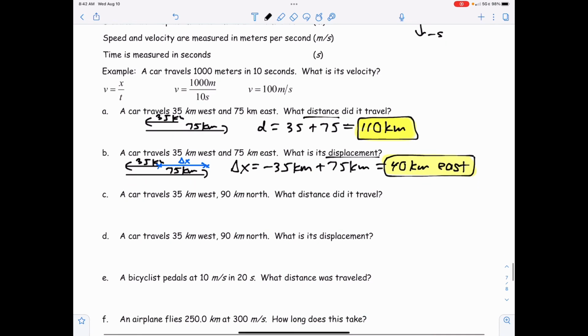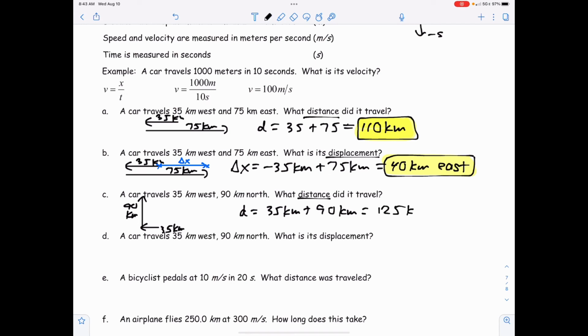Okay, car travels 35 kilometers west and 90 kilometers north. So there's 35 and there's 90. Total distance, again, just add them up. 35 kilometers plus 90 kilometers would be 125 kilometers.